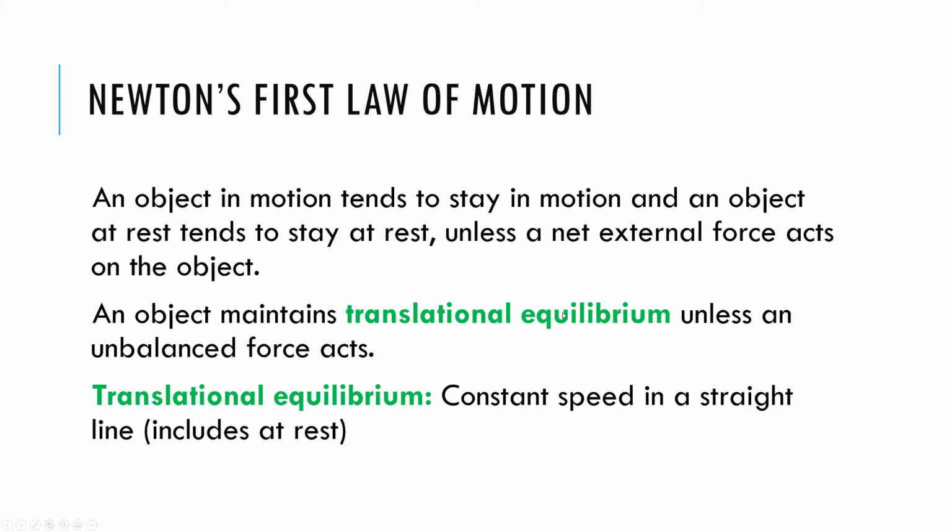All right, so constant speed in a straight line. Zero, like at rest, would count. That'd be a constant speed of zero. So it's another kind of way of saying not accelerating. So if no net force acts on a system or on an object, that object is in translational equilibrium. It will stay in motion if it's in motion, or it will stay at rest if it's at rest.